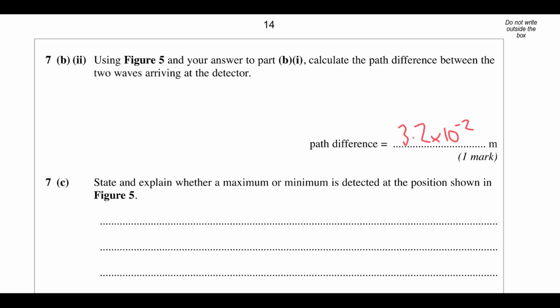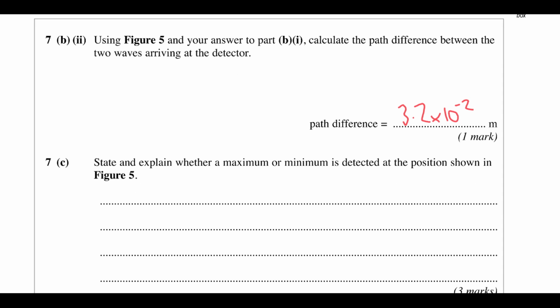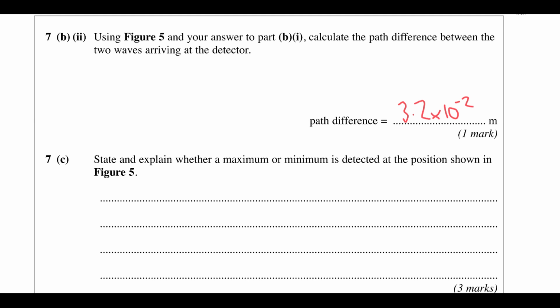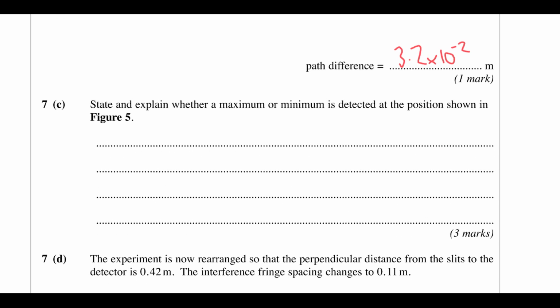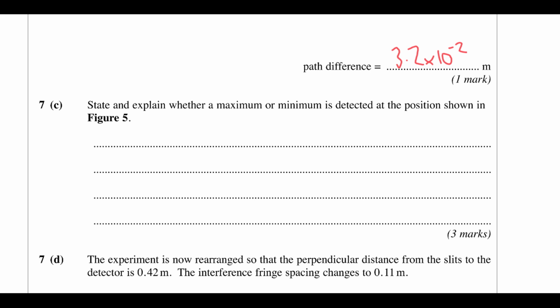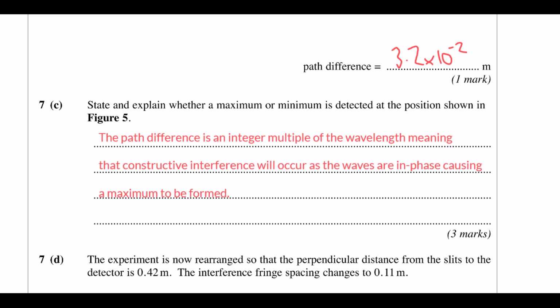So a maximum is formed because the path difference is an integer multiple of the wavelength. Oh, I've actually answered this question, so let's put that down. The path difference is an integer multiple of the wavelength. That actually is 1 times the wavelength. So constructive interference is going to happen because they're in phase with each other, so a maximum is going to be formed.